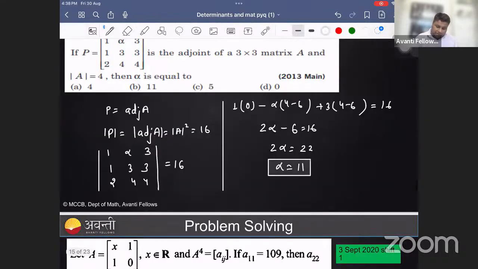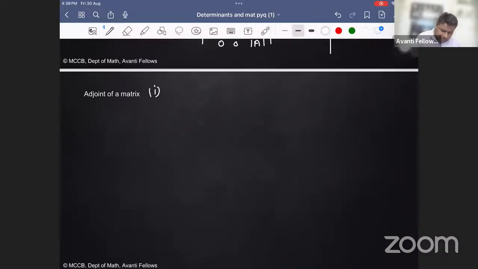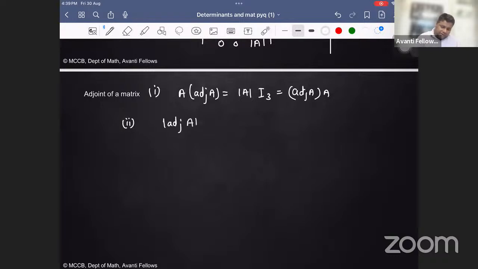Now come to the theory point again. See, the first relation that I got, that is A into adjoint of A is determinant of A into I3, that is also adjoint A into A. Got it? Now, the second point we covered: determinant of adjoint A is determinant of A square.